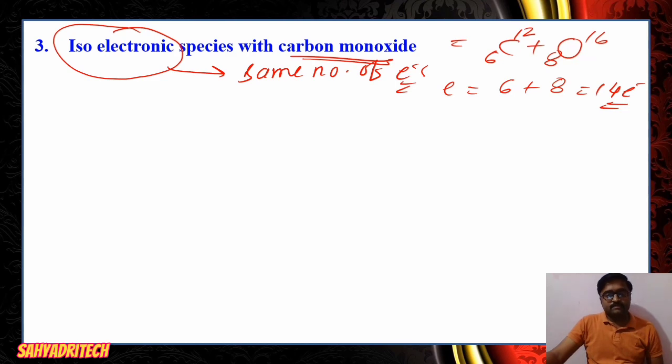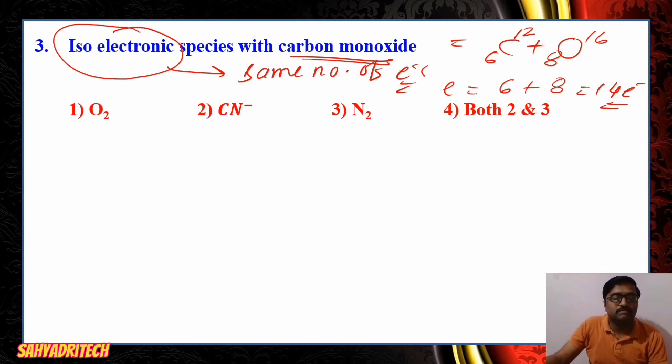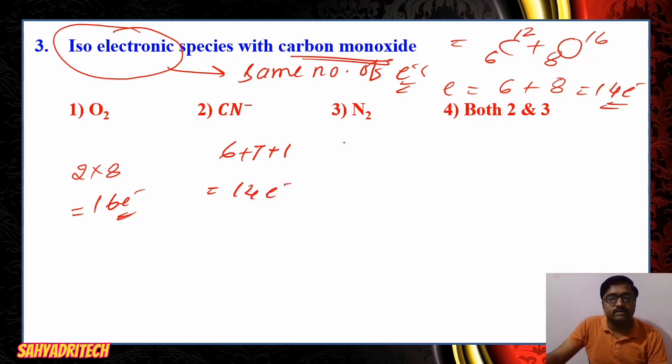So question, isoelectronic species with carbon monoxide. First option O2, second CN minus, third N2, and fourth one both 2 and 3. First we look for number of electrons present in each option. So O2, 2 oxygen atoms. One oxygen atom, how many? 8. So 2 into 8, that is 16 electrons. CN minus, carbon 6, nitrogen 7 and 1 charge. So 7 plus 7, 14 electrons. N2, 2 nitrogen atoms, each nitrogen contains 7 electrons, so 14 electrons.